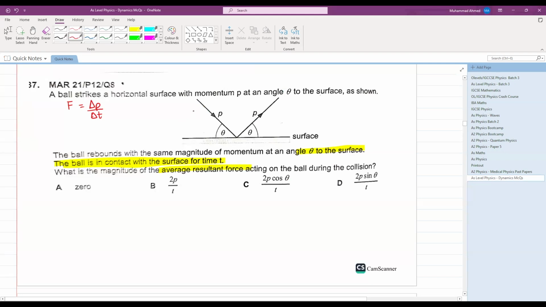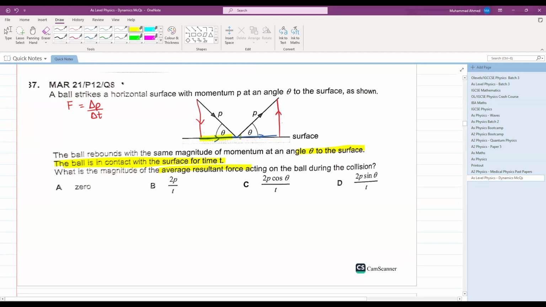Perfect. Now, if you analyze, these are diagonal momentums. Let's break them down. This will be the vertical component. This will be the horizontal component. Again, this will be the horizontal component and this will be the vertical component.